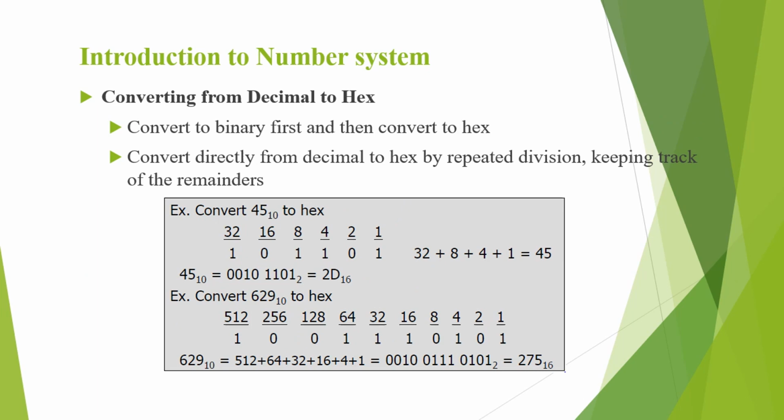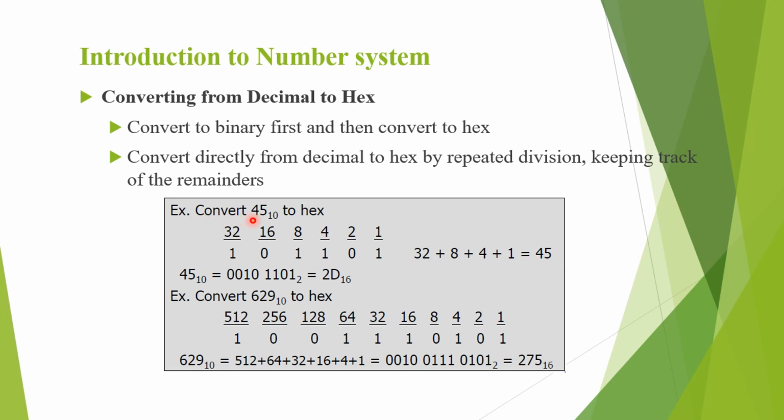So here we will see how to convert from decimal system to hexadecimal. So we can have this done in two ways, that is the decimal number can be converted to binary system and then converted to hexadecimal system, or the decimal number can be divided by 16 in repeated divisions, keeping track of the remainders and then writing down the remainders in reverse order. So using the first method, that is converting the decimal to binary and then to hexa.